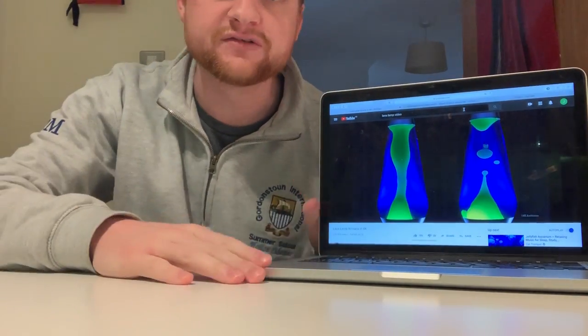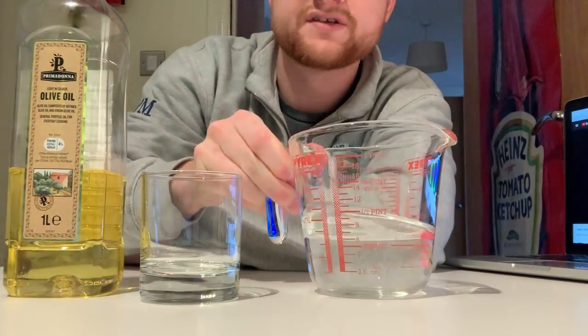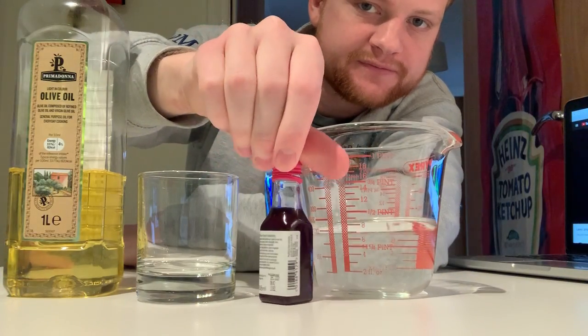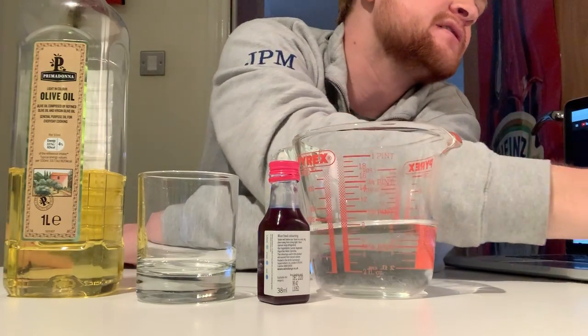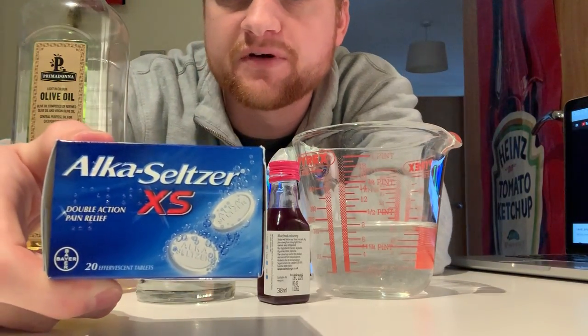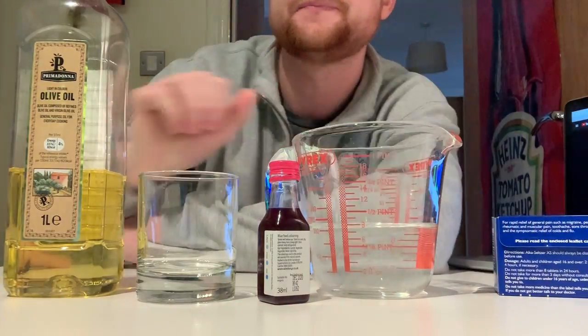Anyway, to make a lava lamp like this, I need a glass. I'm going to need some oil, water, food colouring, and I've got Alka-Seltzer tablets, but really any fizzy tablets will do the job.